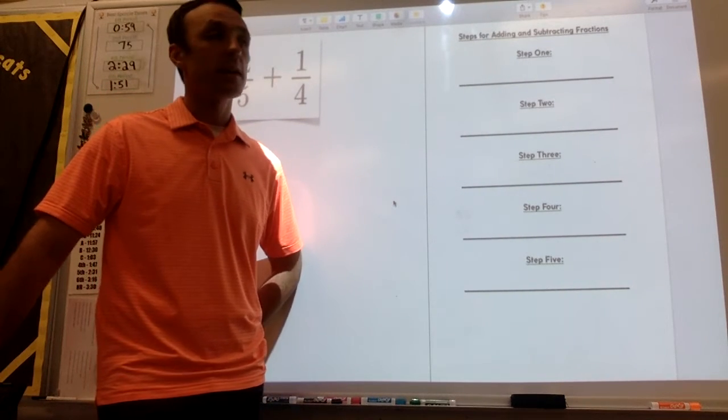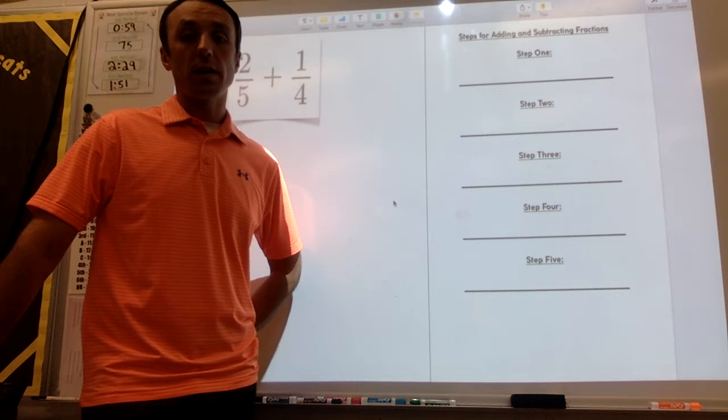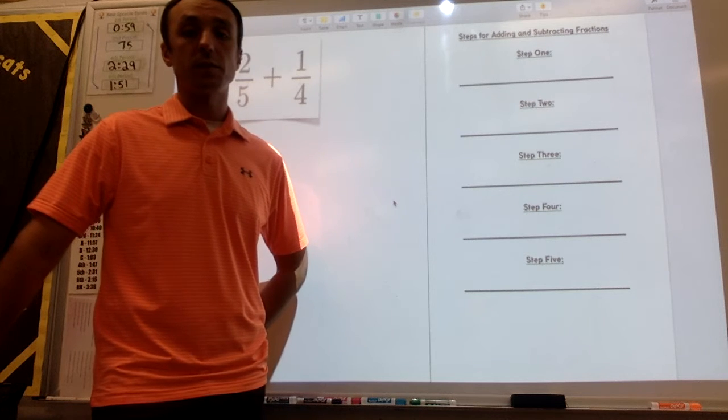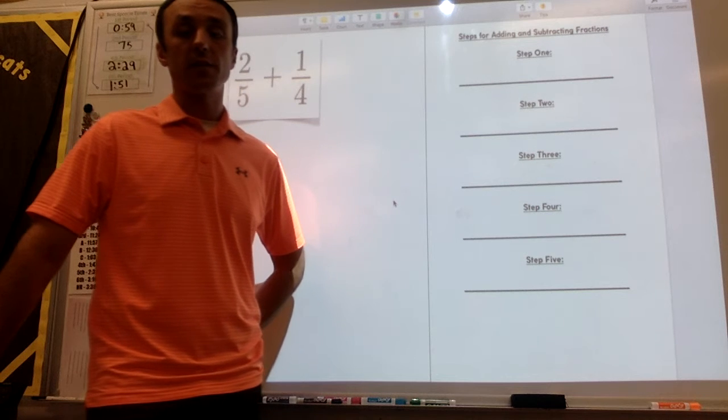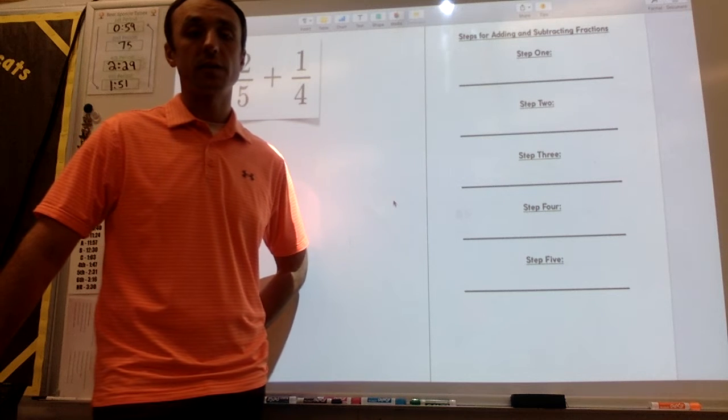For today, we are going to begin learning how to add and subtract fractions. So far we have multiplied fractions and we have divided fractions. So we are moving on to adding and subtracting.